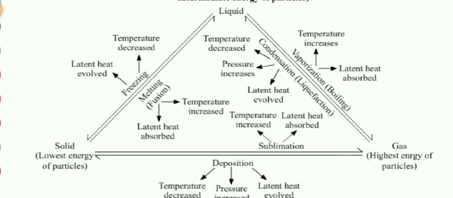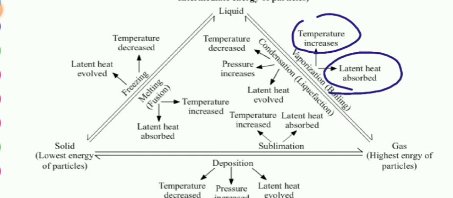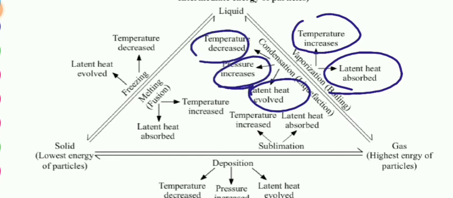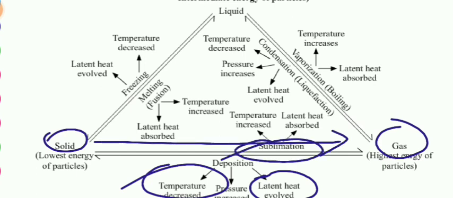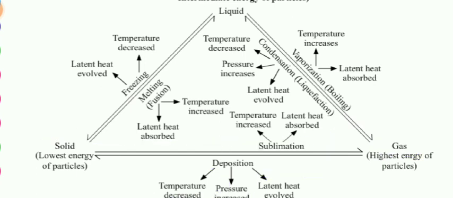From solid to gas also, temperature increases, latent heat is absorbed, the process is vaporization. When condensation happens, latent heat is evolved, pressure also increases and temperature decreases. Clear everyone? Then from gas to solid, it is known as deposition. Heat is evolved, pressure increases, temperature decreases, right? And from solid to gas, the process is called sublimation. Okay everyone, and latent heat is absorbed, temperature increases.